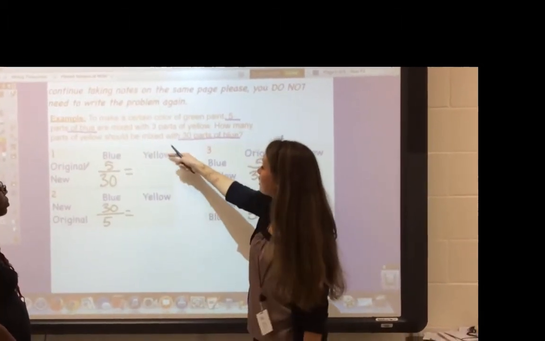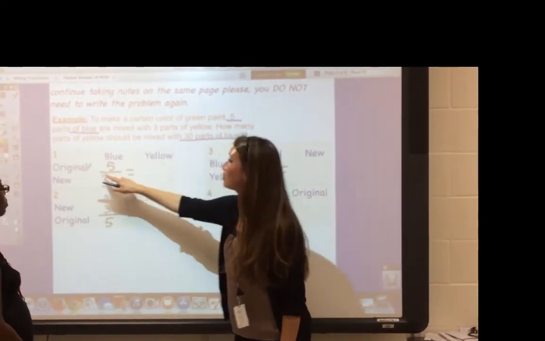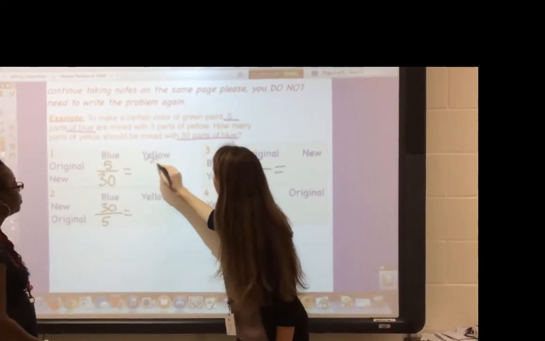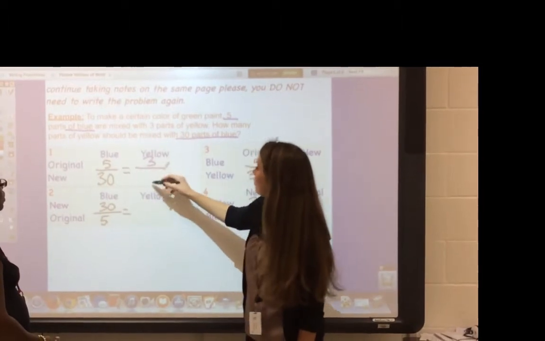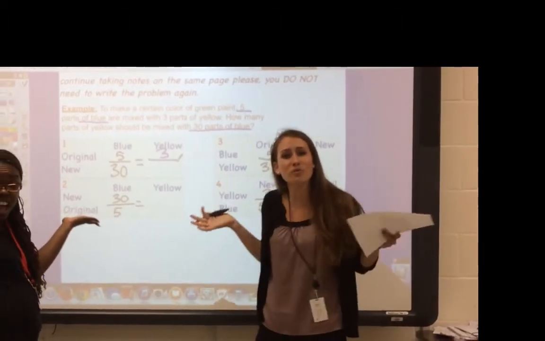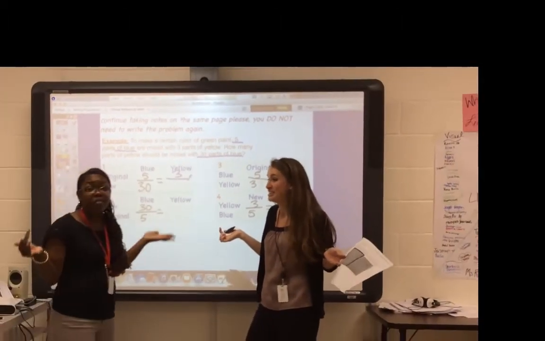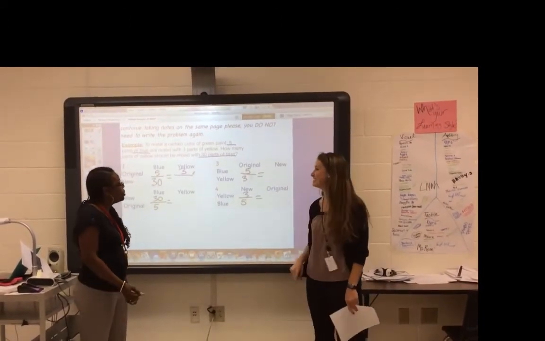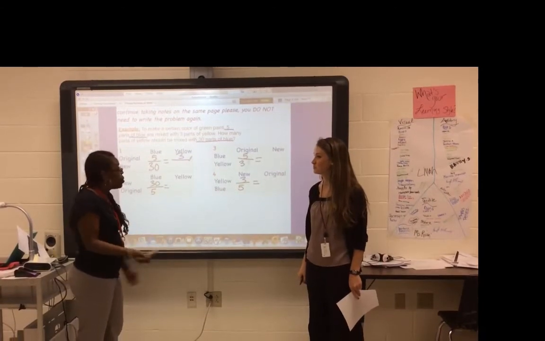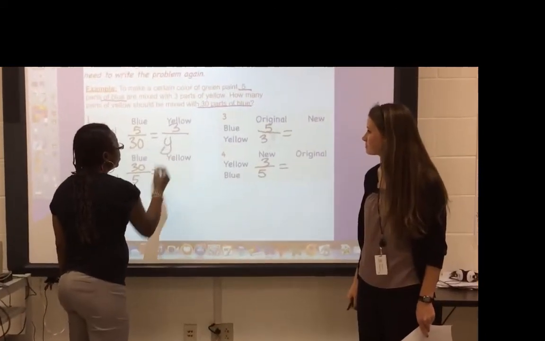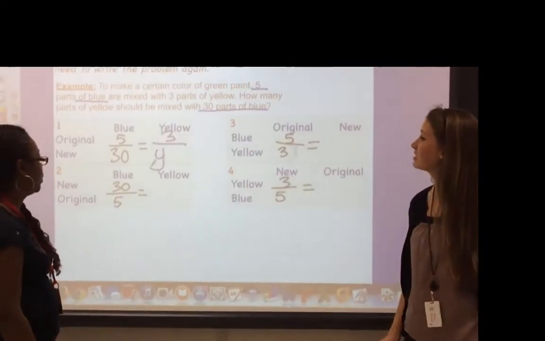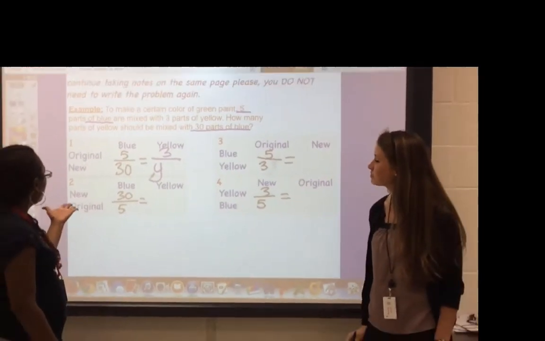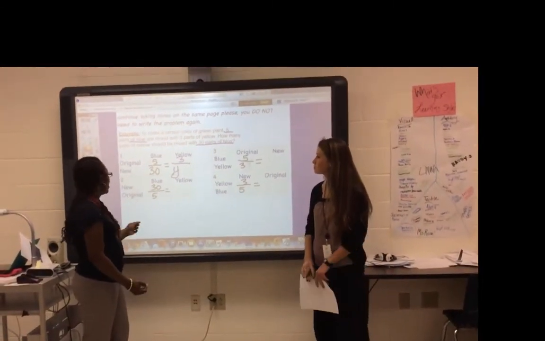Then I'm going to do the same thing with yellow. In the original proportion, I had 3 parts yellow, and in the new one, we don't know how many. So what do we do when we don't know? We use a variable. What variable should we use? Why don't we use y, since we're looking for yellow? That looks great.